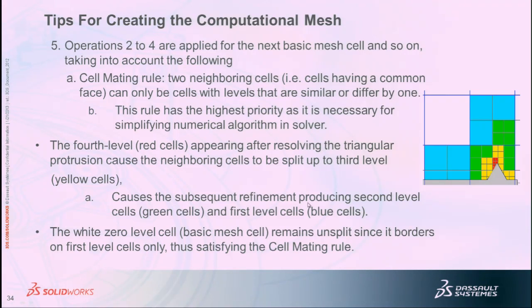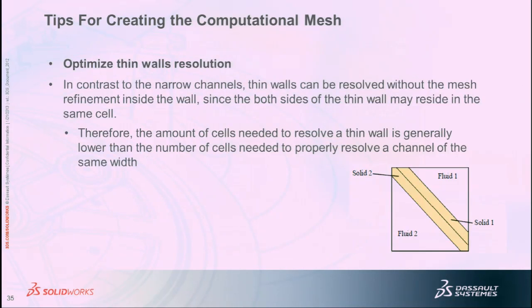So this causes subsequent refinement, producing second cells, green and blue cells, and the white cells are the basic cells. This is what the program is doing throughout your whole model. Very quickly, it's looking for all the different protrusions, recognizing them, and trying to further refine. So when you're sitting there watching it, you see those little refining, capturing, refining. That's what it's doing.